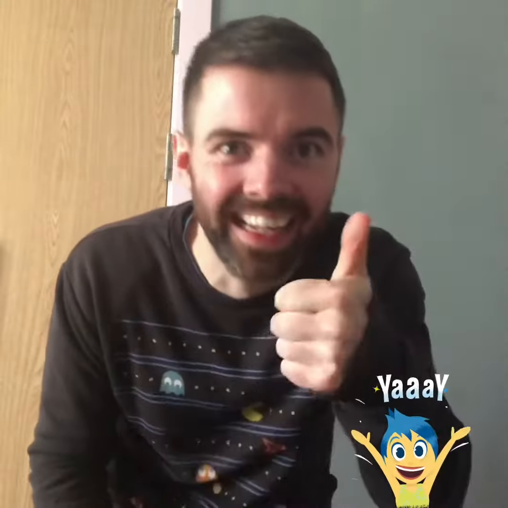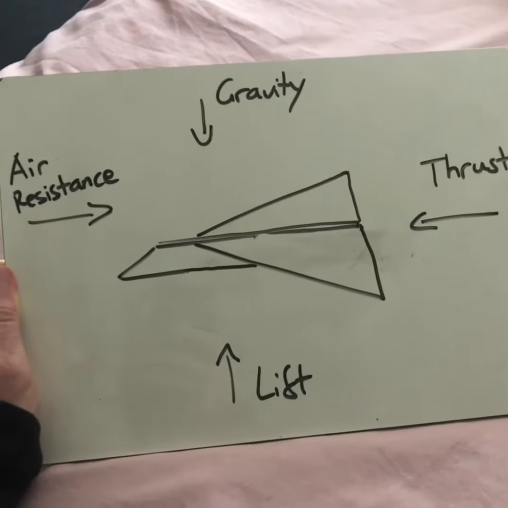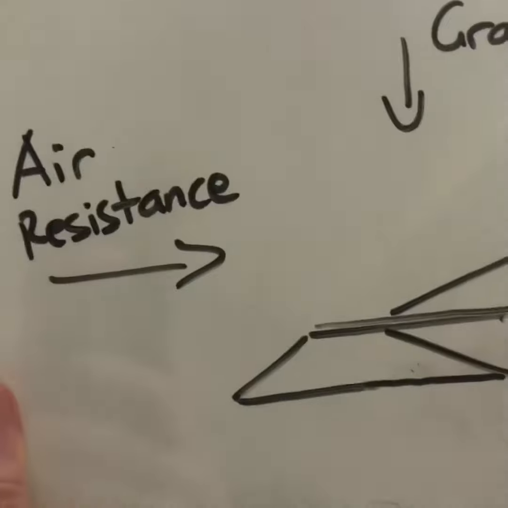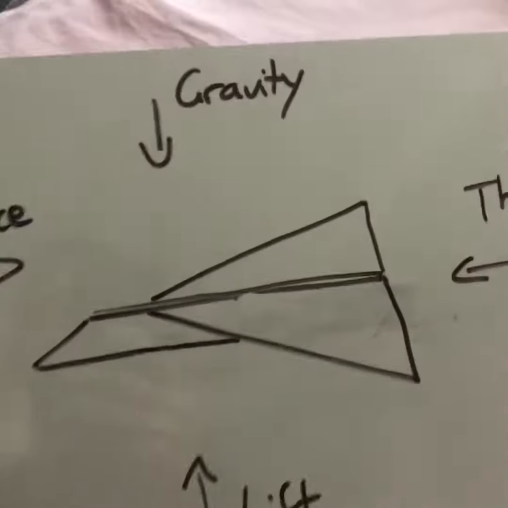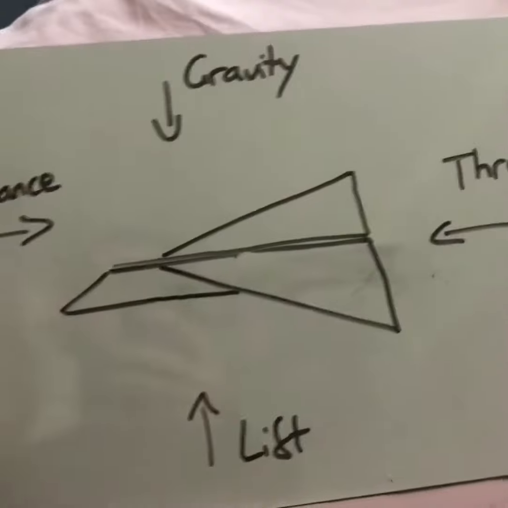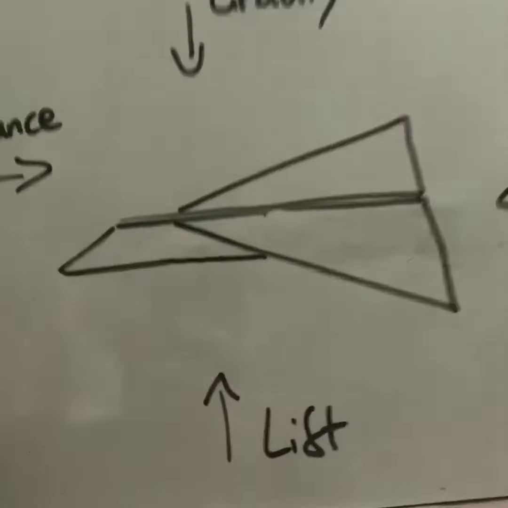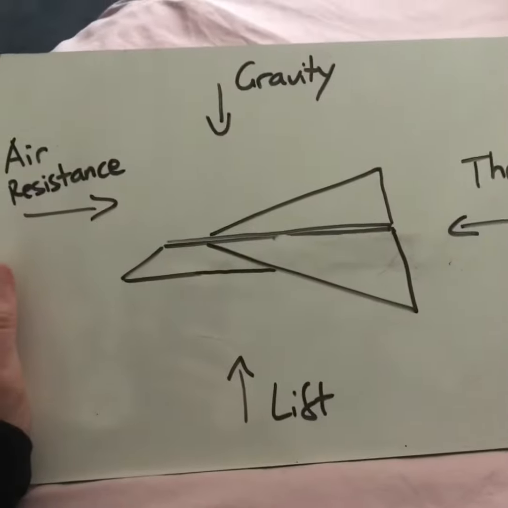Now when we think about paper planes, there are 4 different forces acting on them when they're in the air. Air resistance is hitting the plane as it moves through the air. Gravity is pulling it down to earth. Thrust, that's the power that it gets from you throwing it. And lift is what keeps the plane up in the air. Now you can use air resistance to generate lift, to keep your plane in the air longer.